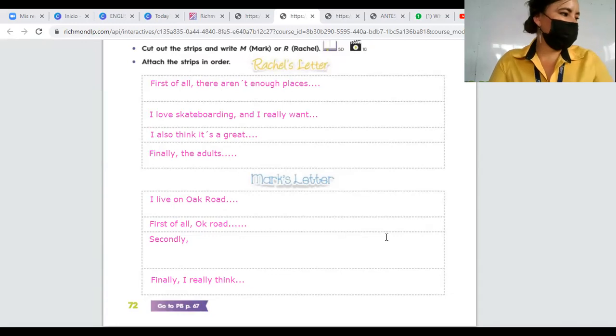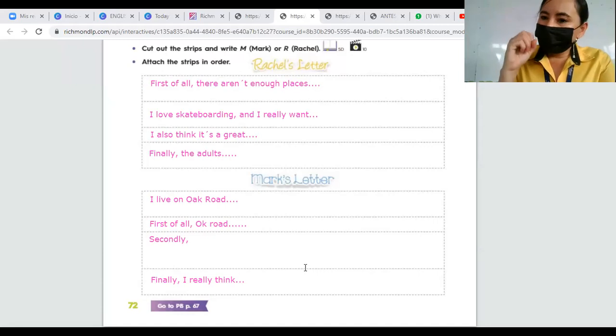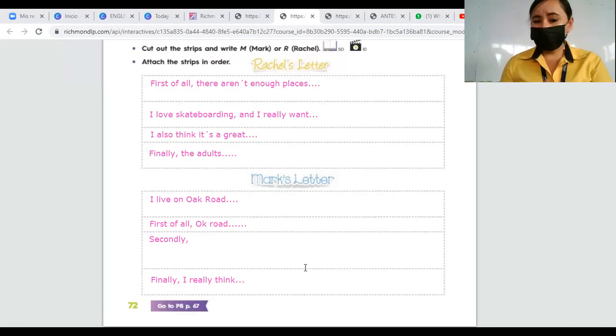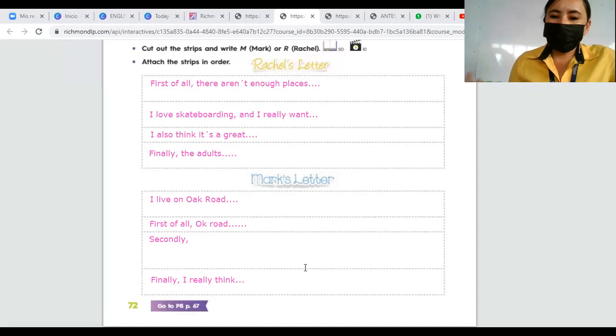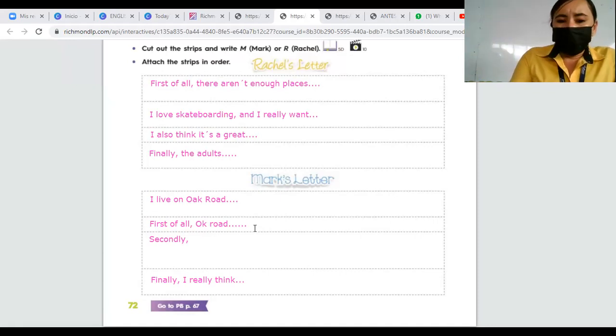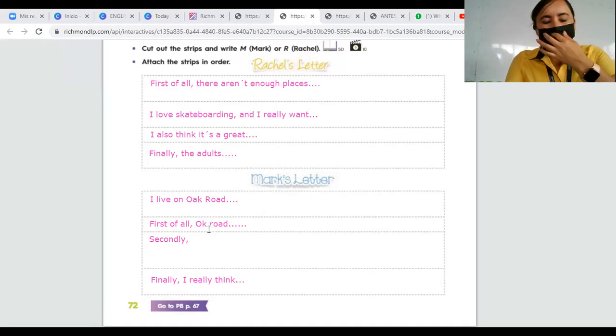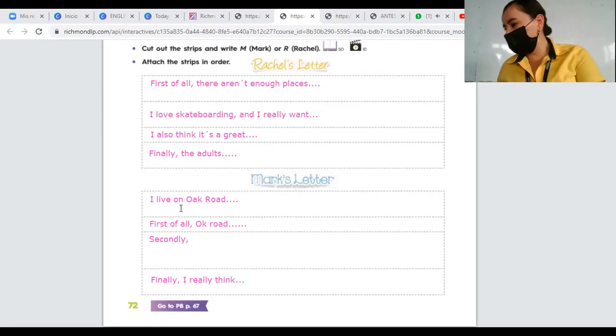Okay, my dears, if you don't have any question to ask me about this activity, I'm gonna make a review. Remember, this is very important for you. At the moment you start writing a letter, writing a paragraph, or saying something, you're gonna start with first of all, and you're gonna continue with the description. Then, secondly, and finally. For Mark's letter, the first is first of all. Yes, why? Because he started with a short introduction. I live on Oak Road, and he continues with the description.